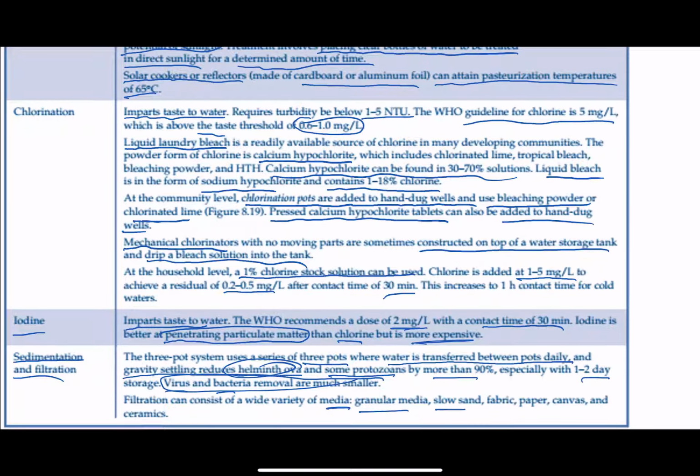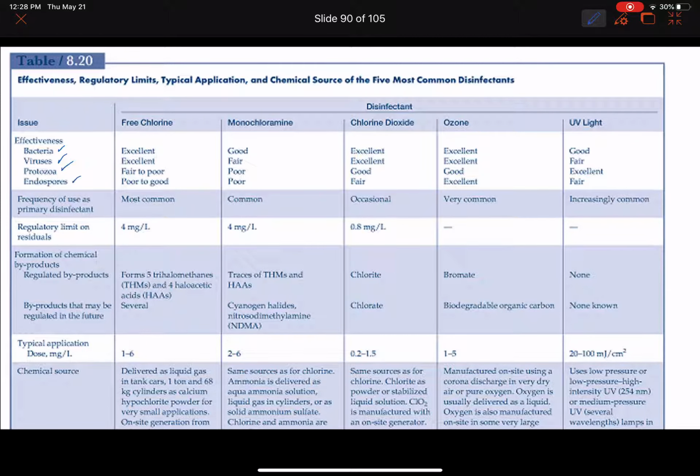The effectiveness, regulatory limits, and chemical source of the 5 most common disinfectants. This table also shows the effectiveness against bacteria, viruses, protozoa, and endospores. Free chlorine is effective in inactivating bacteria and viruses. And of course, protozoa, fair to poor, and endospores, poor to good. So let's go ahead and look at the excellent. And of course, you could look at whatever you have available in your work, you could use whatever you want.